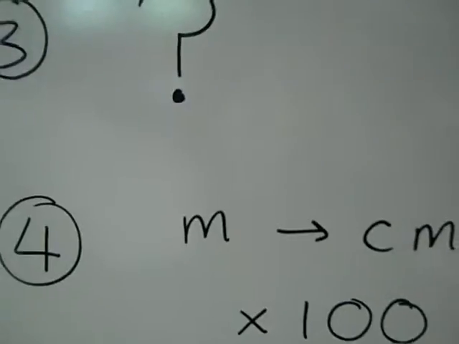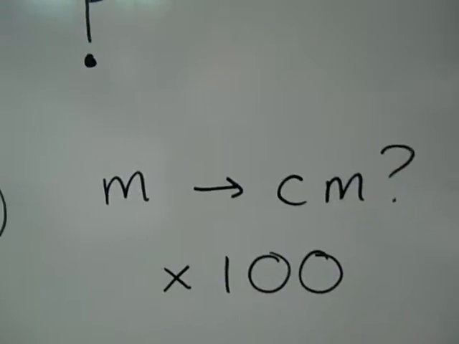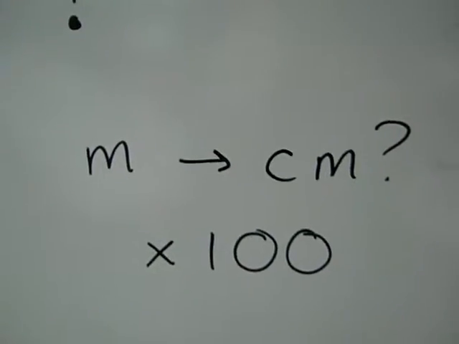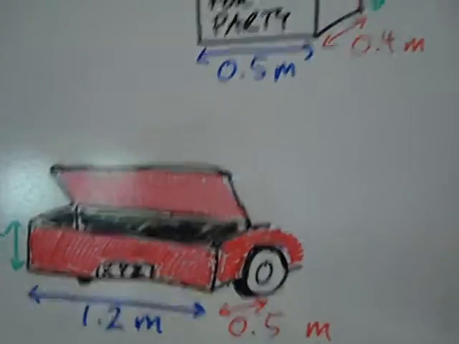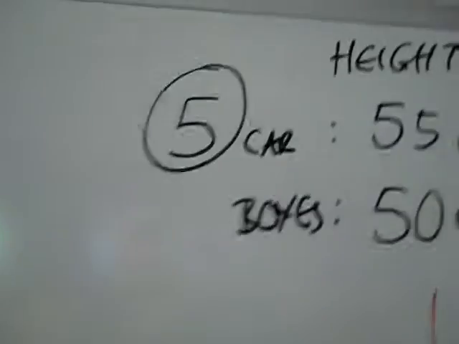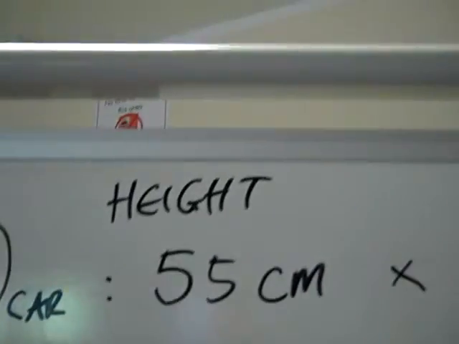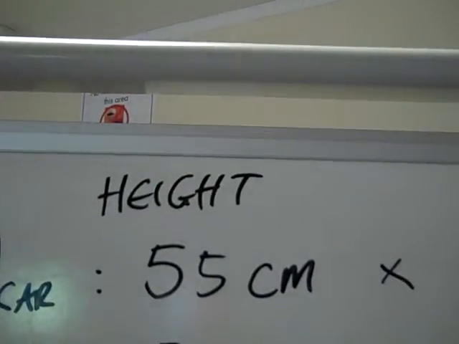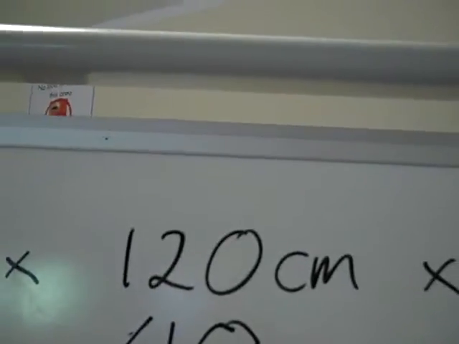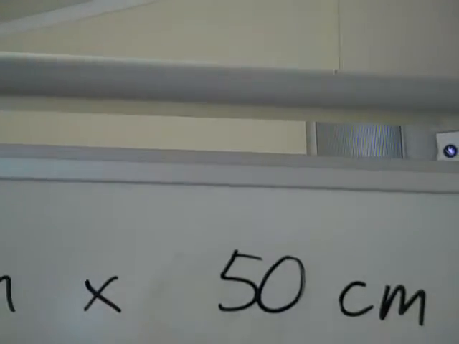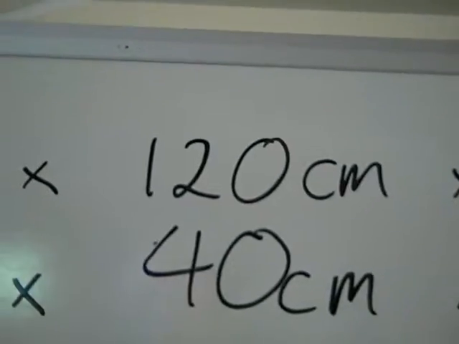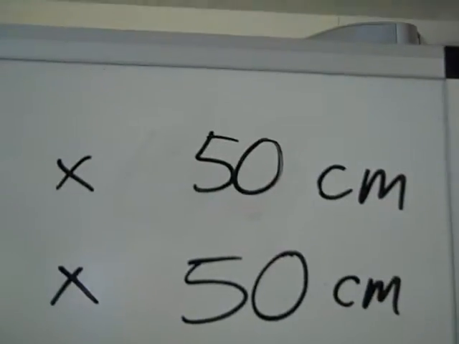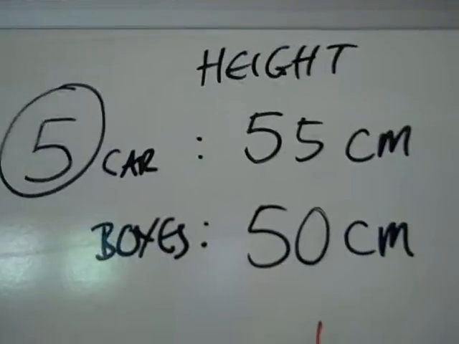First thing I did was I turned metres into centimetres. I times that by 100. It makes it easier to see how many lots of one thing go into another. So if we have a look at what that turns into, the car boot becomes 55 centimetres by 120 by 50. The boxes become 50 by 40 by 50. So these are all in centimetres.